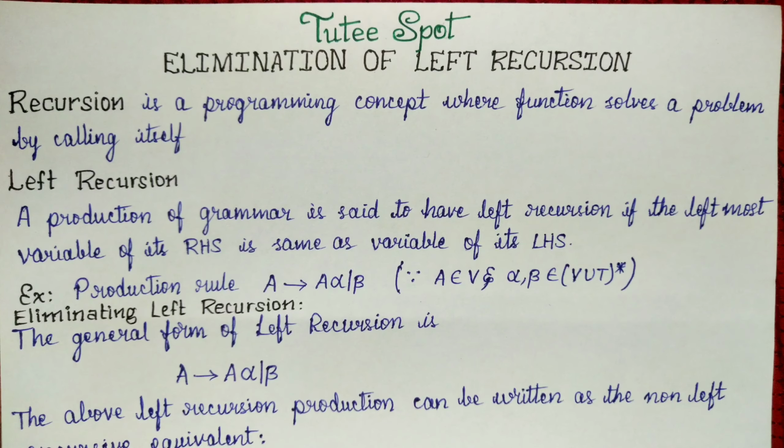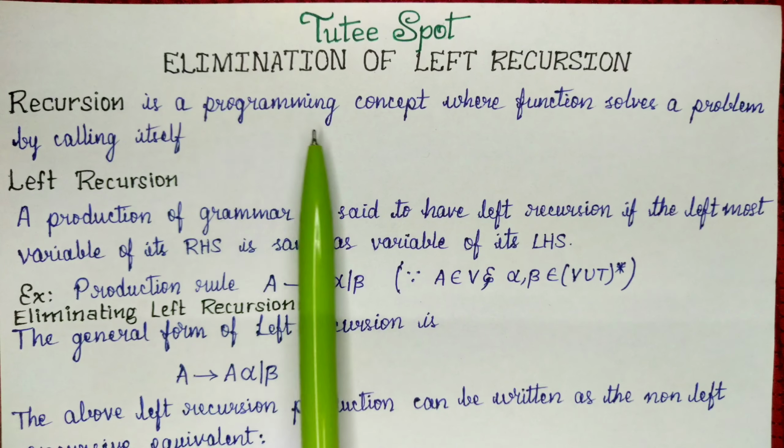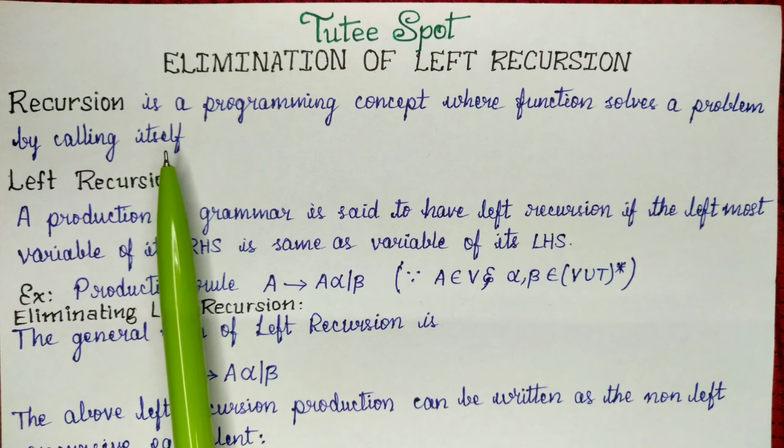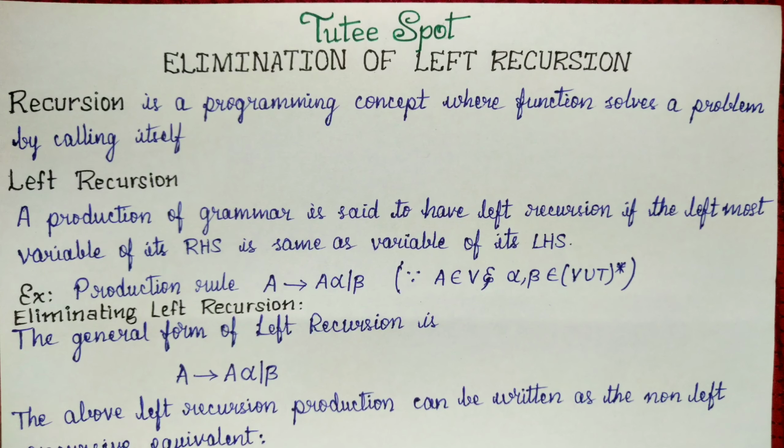In this video, let's discuss the elimination of left recursion. Recursion is a programming concept where a function solves a problem by calling itself. A function which is calling or being called by itself is called recursion. This recursion is of two types: first is the left recursion and the second is right recursion.